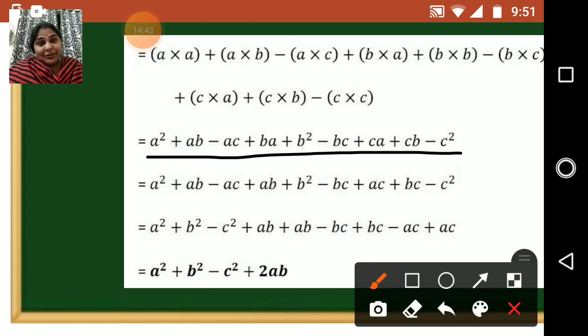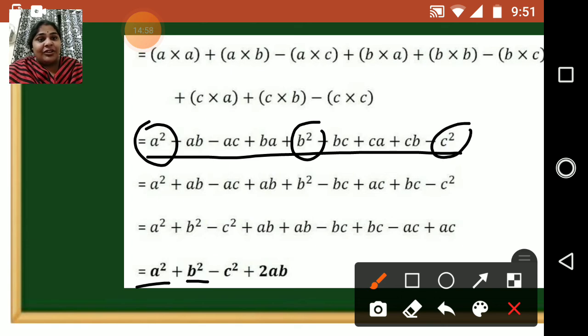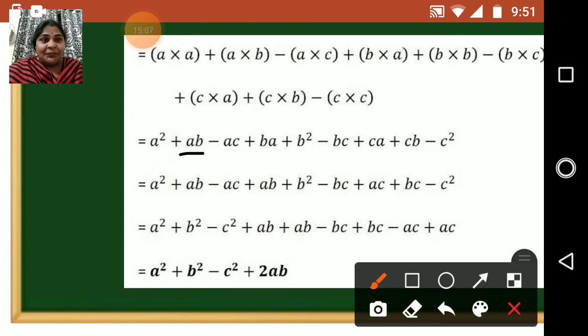Now after doing the multiplication, if any like terms are there, you can solve further, that is add or subtract. So now for the a square term, I can see only one term is there, so it will be as it is. B square also only one term, as it is. C square also, minus c square, as it is. Now you can see here ab and ba is nothing but again ab. So positive ab and positive ab will be 2ab. So here you can see it is plus 2ab.